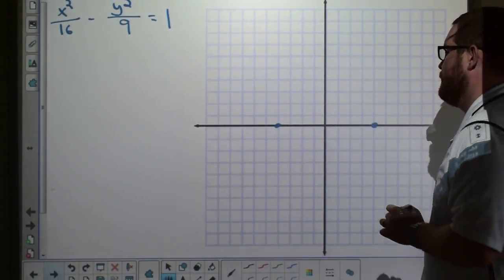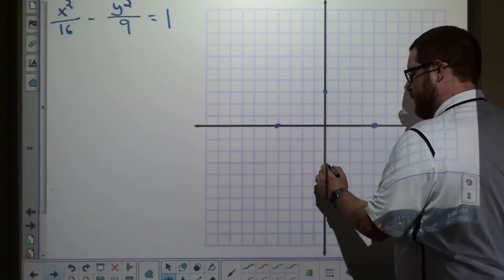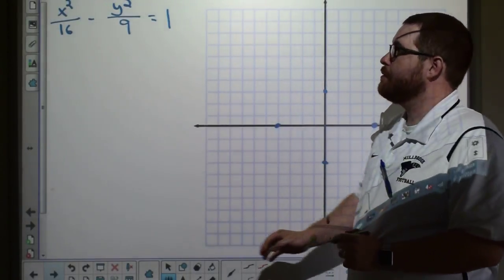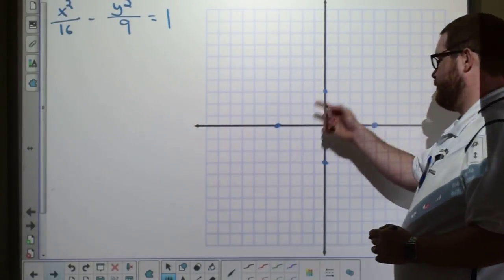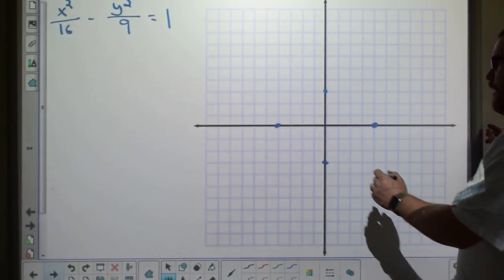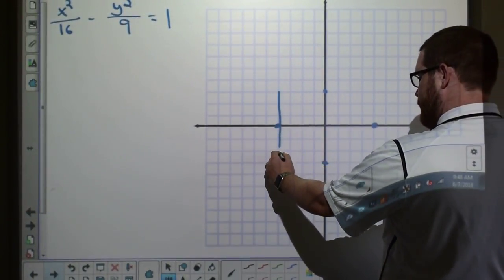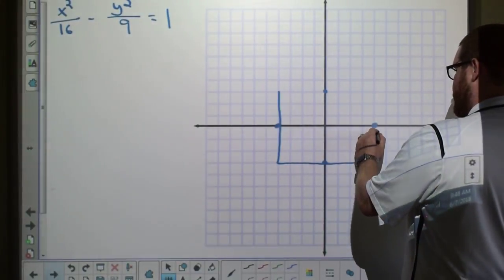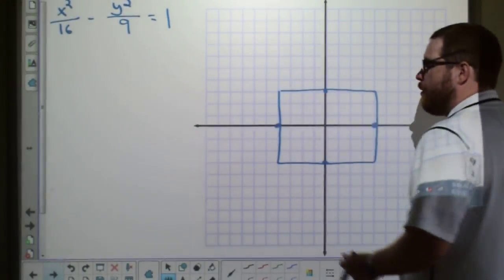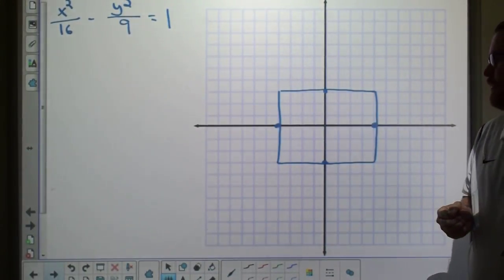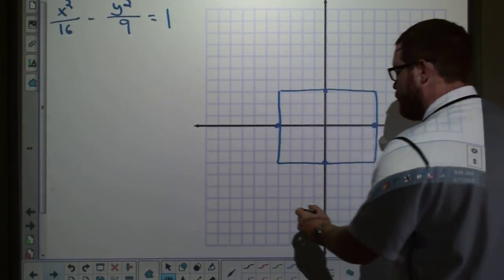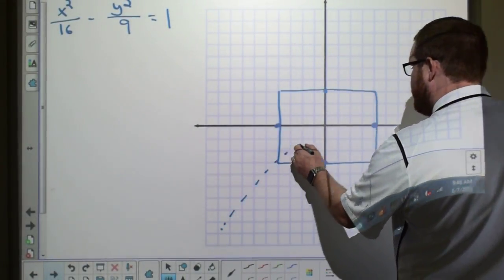On the y-axis, I'm going to go plus or minus 3. If this was an ellipse and this was a plus sign, I would draw my ellipse in now. But because it's not, this is a hyperbola, I'm going to draw a box here. This box is not actually part of the graph. It's just there to help me draw this. And I'm going to draw my diagonals in here.